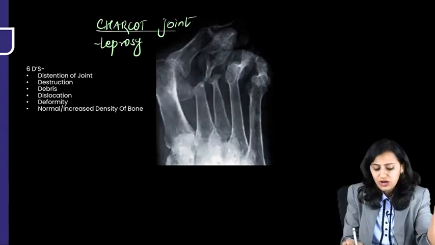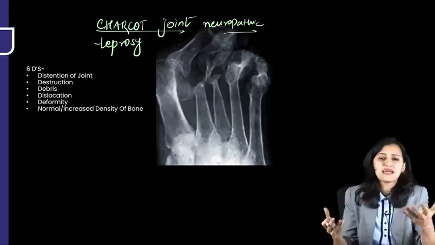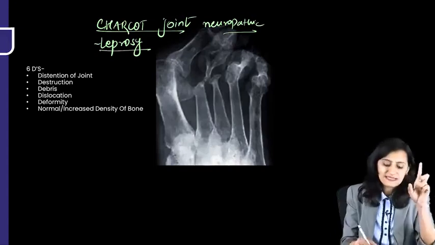Now going to Charcot's joint, which is basically the neuropathic joint. Because of the loss of sensation, the nerves being damaged like in diabetes and leprosy, we see this neuropathic joint and it has 6 Ds.